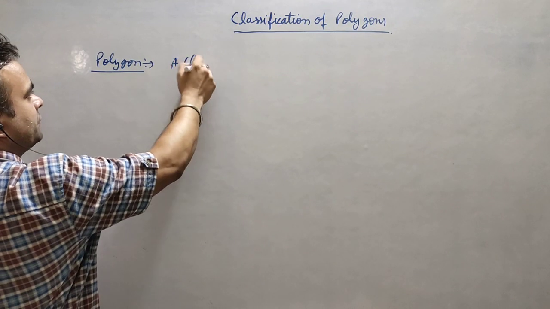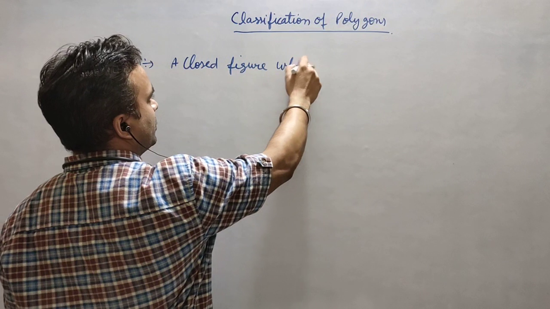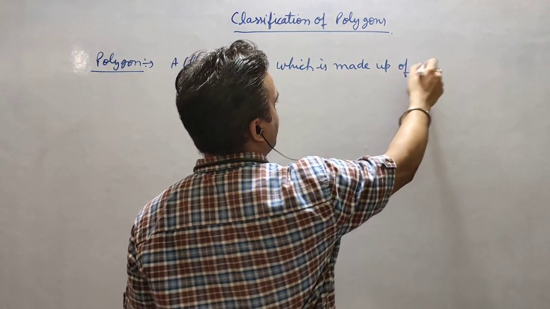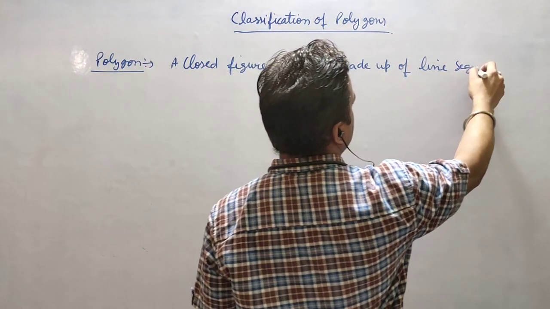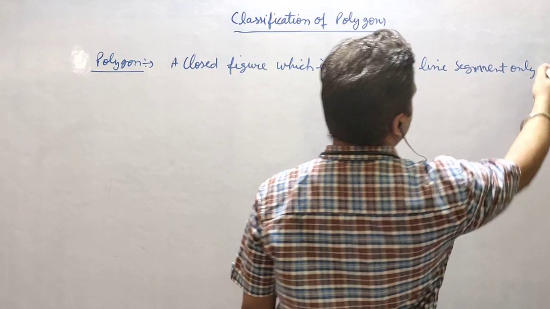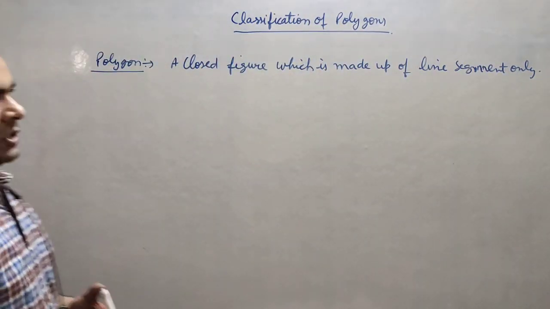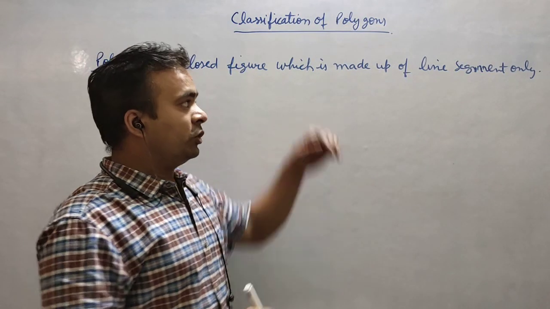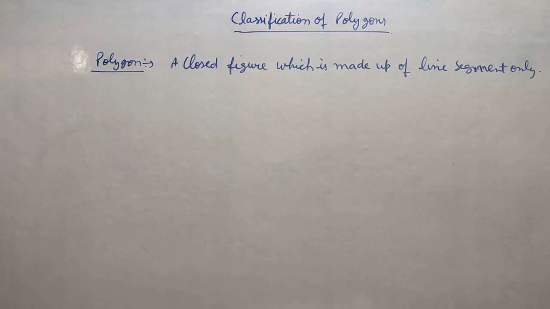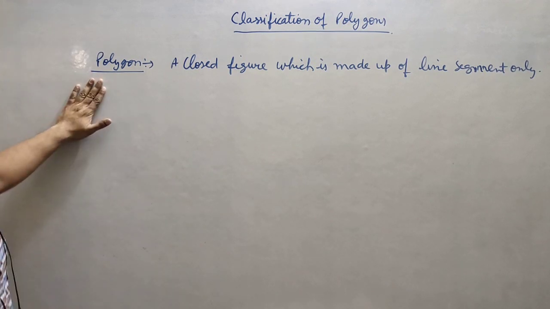Polygon is a closed figure which is made up of line segment, right? Line segment only. I am writing here only because nothing should be there except line segment. There should not be any type of line which is not straight. If it is there, then it will not be a polygon, right? So this is the actual meaning of this.